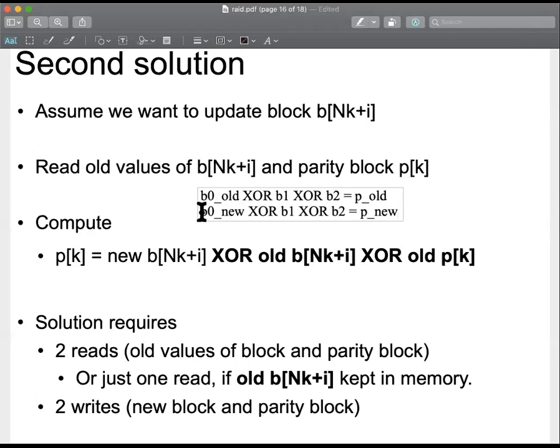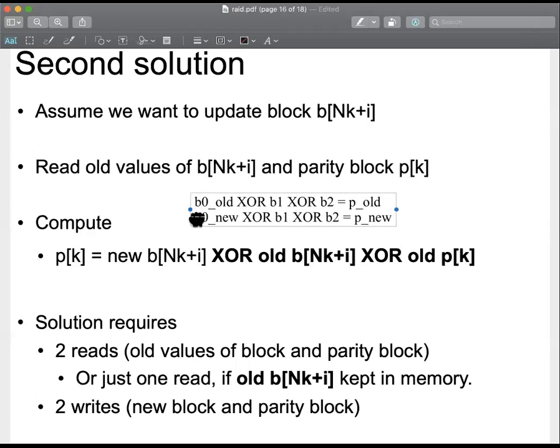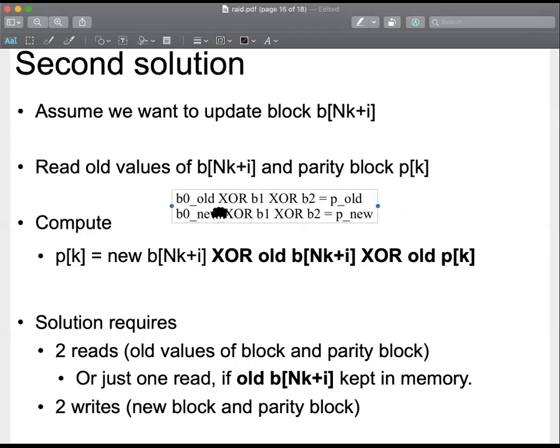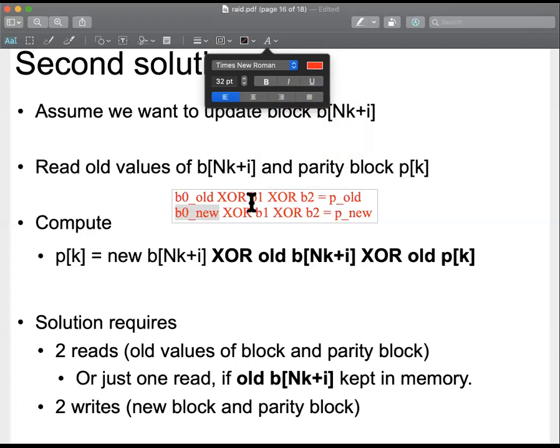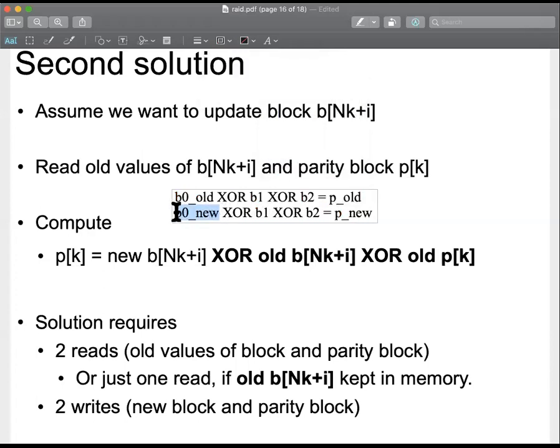Anyway, so I have B new, and I need to recompute P new. But what I don't want to do is go to the disks and read B1 and B2. I don't want to recompute this equation. If I were to go and read B1 and B2 from the disk, that would make the entire process sequential.